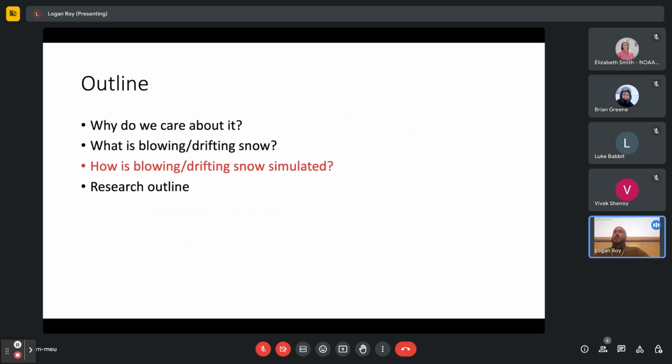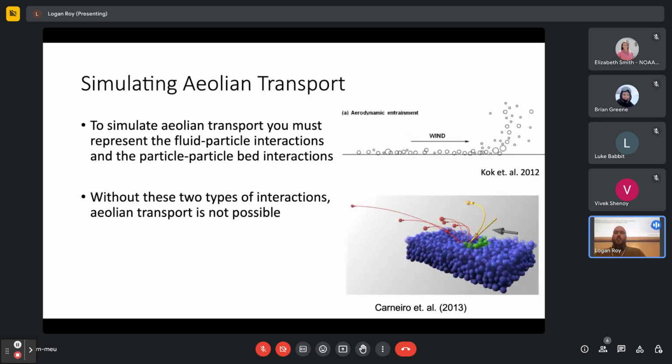With that out of the way, I'm going to start discussing how we go about simulating these. On a broad overview, the two processes or interactions that you really have to represent in the model are the wind interacting with the particles and the particles interacting with the wind. These are the two necessary ingredients to accurately represent wind transport. If you're missing one or the other, you're doing something other than regular transport.